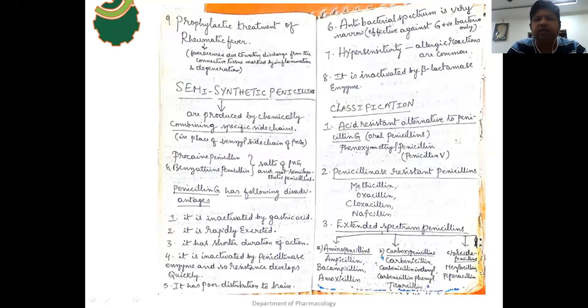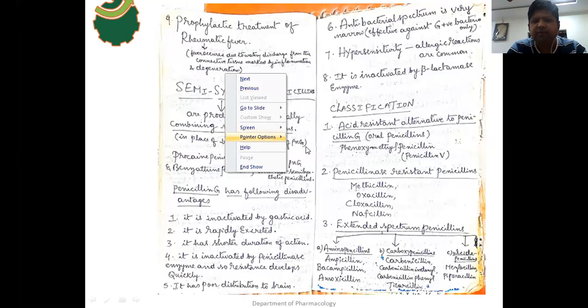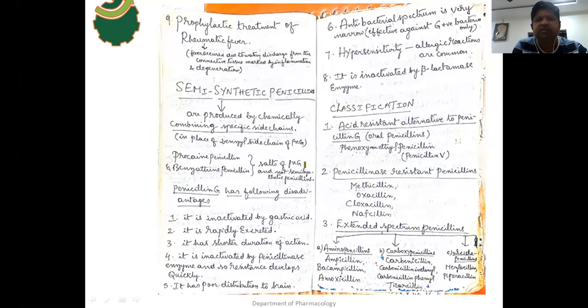So what are the disadvantages of penicillin G that led to the synthesis of semi-synthetic penicillin that I would like to discuss? You can see here, penicillin G has the following disadvantages. First, it is inactivated by gastric acid. You can't take it orally because only one third will be available for absorption. The rest of the penicillin G will be inactivated by gastric acid. That is the first disadvantage.